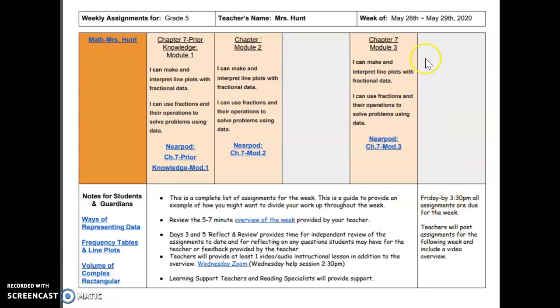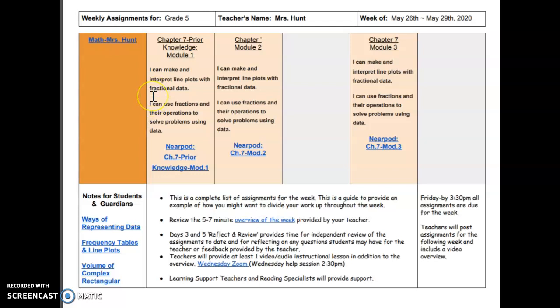So let's take a look at what we're going to be doing this week. We're moving on to chapter 7. And chapter 7 is all about line plots and data and coordinate grids. So we're going to start module 1 with prior knowledge, seeing what you remember. Okay, and the idea, your I can statement, the chapter objective is I can make and interpret line plots with fractional data. And I can use fractions and their operations to solve problems using data.